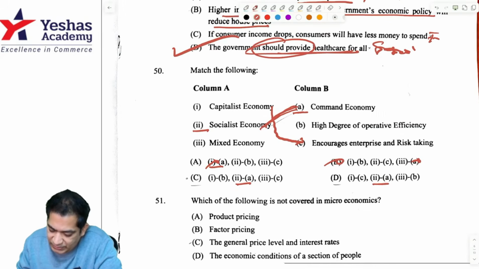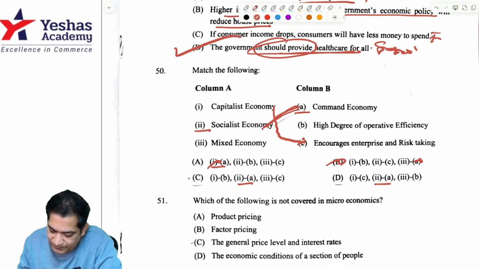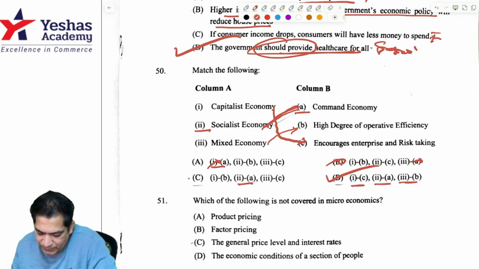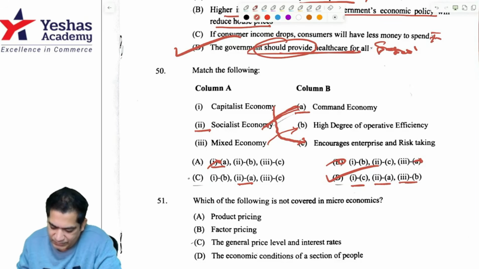Capitalist economy encourages risk taking. So 1 and C. 1C is here, 3B. Mixed economy, higher degree of operative efficiency. So D will be your answer. Let me check. 1 is C, 2 is A, 3 is B. Yeah, D is the answer.